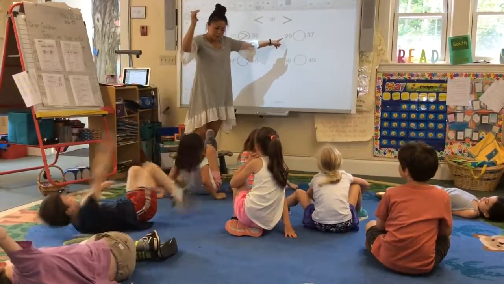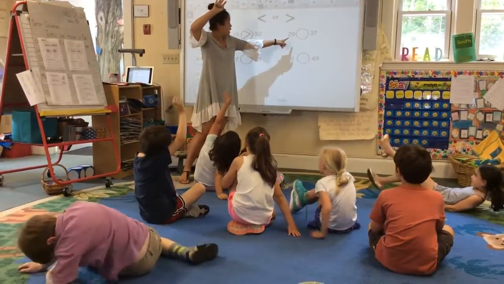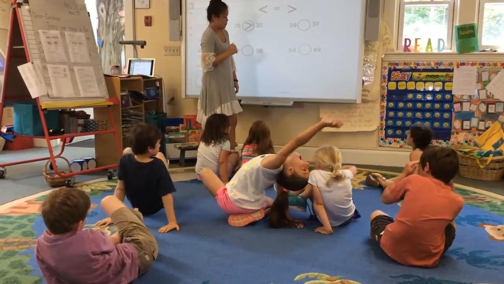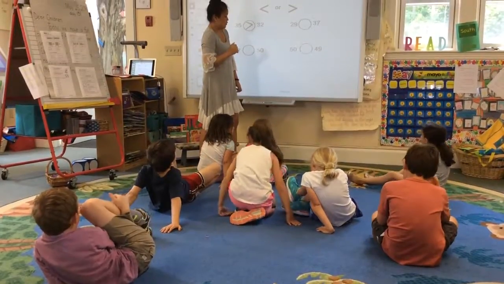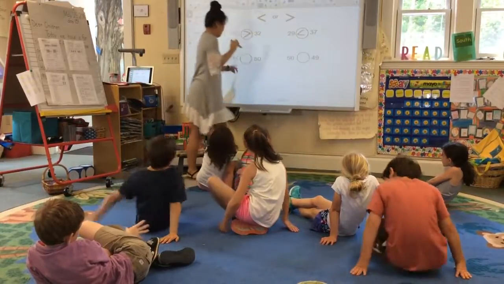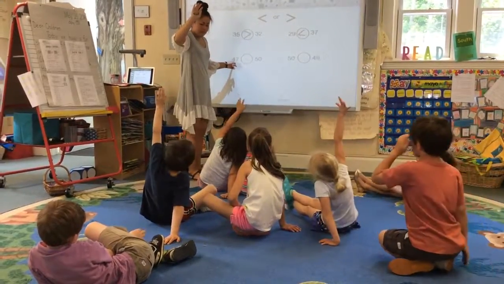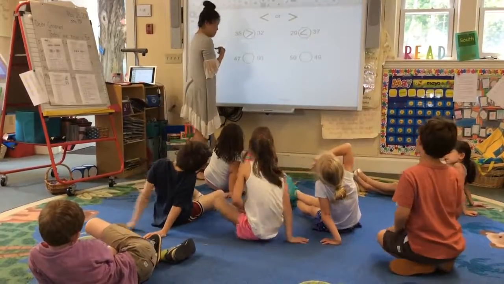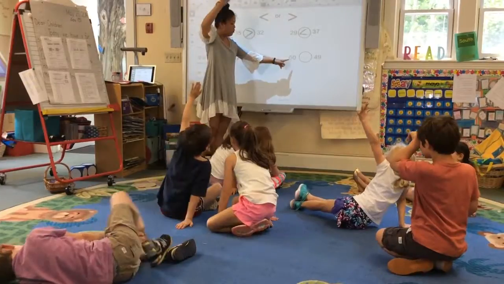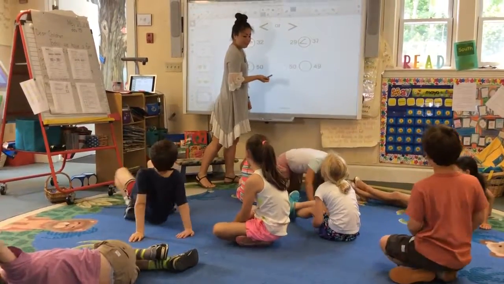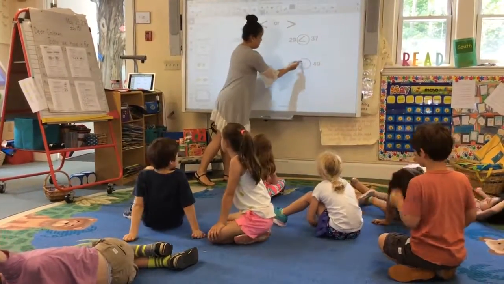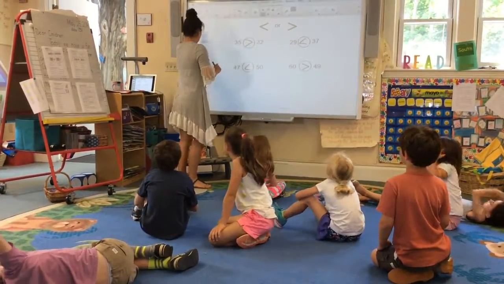Can you two sit up, please? Eva, can you do this one? 29 is less than 37. Fabulous. This one? Lori? 47 is less than 50. And last one? Lily? 50 is greater than 49. Great job.